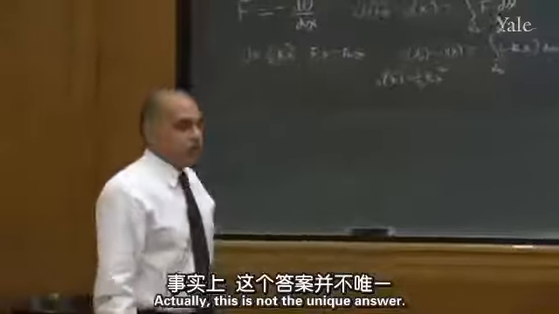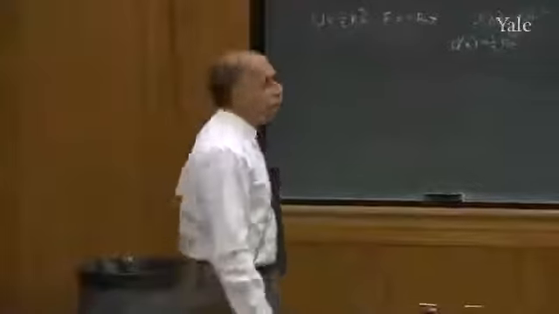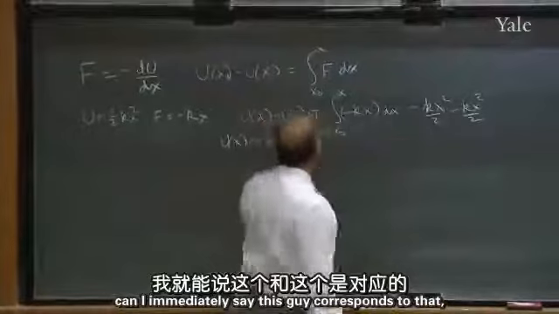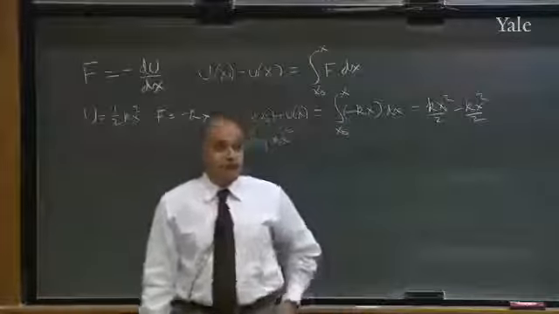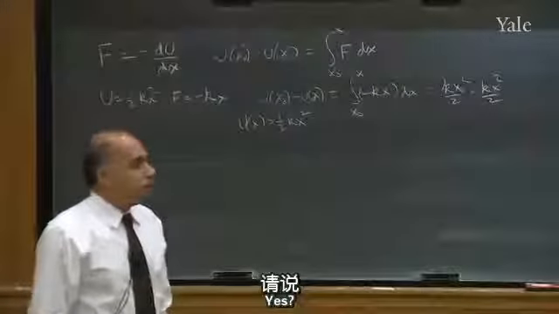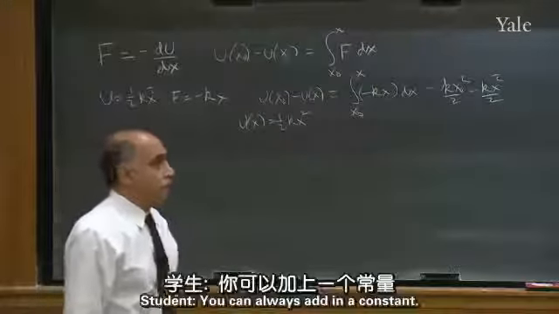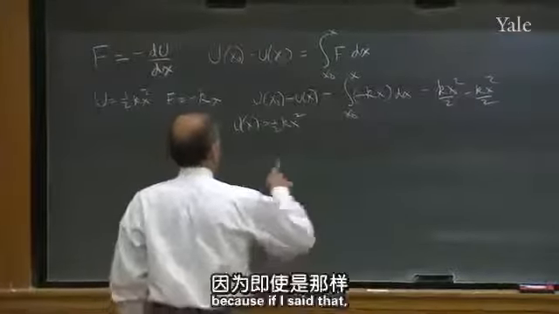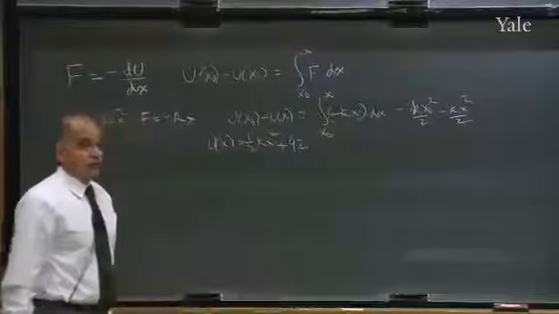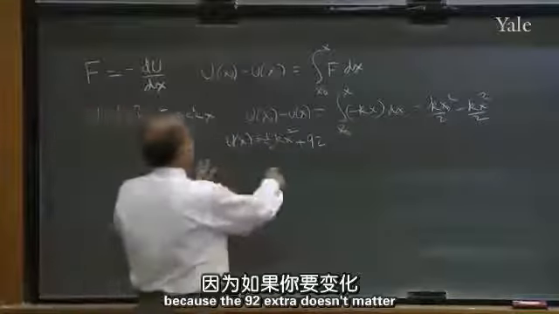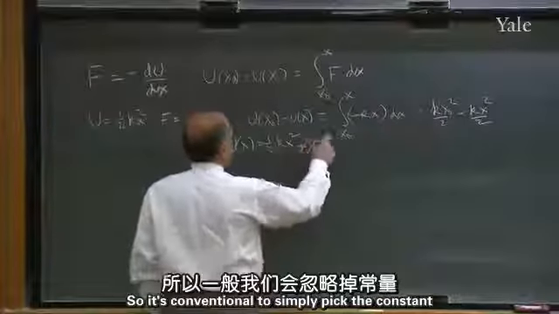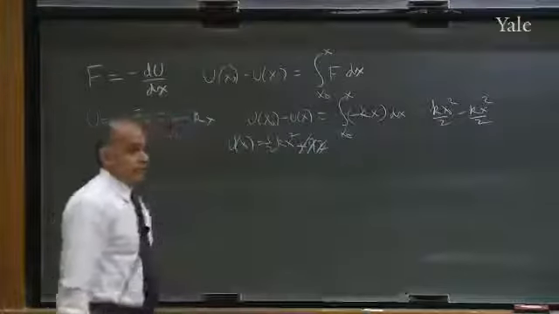Actually, this is not the unique answer. Do you know why? Given this formula, can I immediately say this guy corresponds to that, and this one corresponds to that one? Is there some latitude here? Yep. You can add a constant to both. If I add 92 to both, it still works, because the 92 extra doesn't matter when you take the difference. So it's conventional to simply pick the constant so that the formula looks simple.